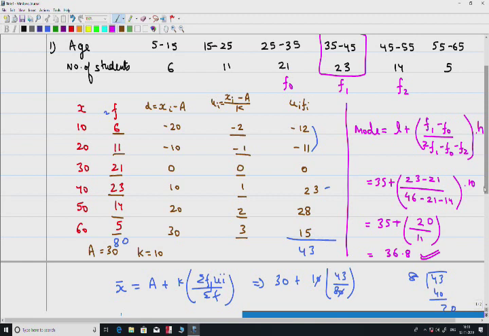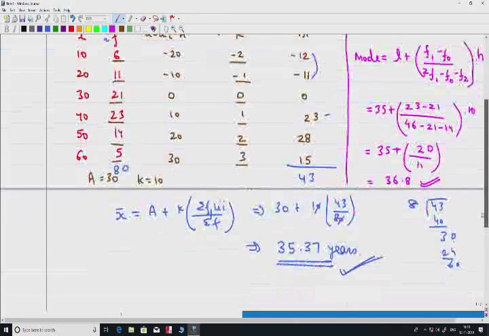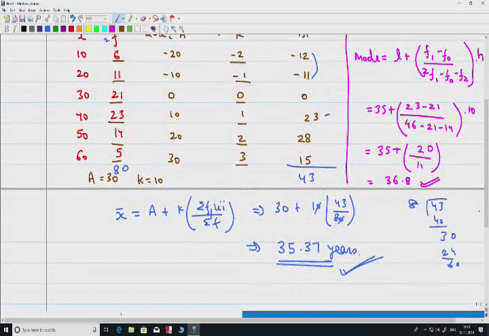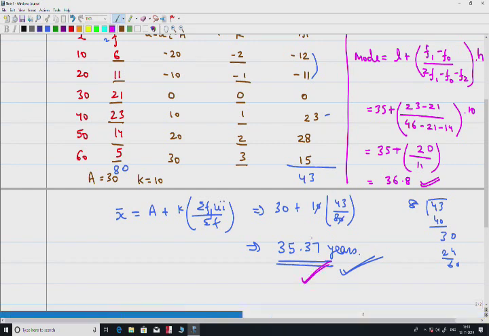You are getting 35.37. That is right, Itanagar. You are fine, because it is not mentioned which method you have to use. You have found it by the direct method. The answer is 35.375, so I am getting 35.37. We have to give the answer to 2 decimal places. That is sufficient. Your answer is also correct.